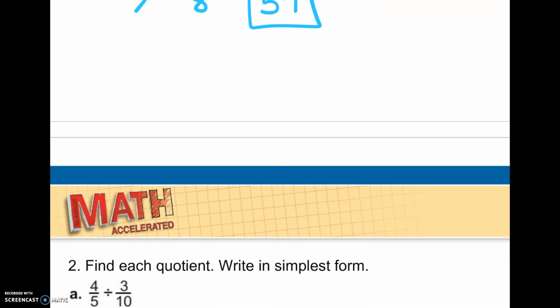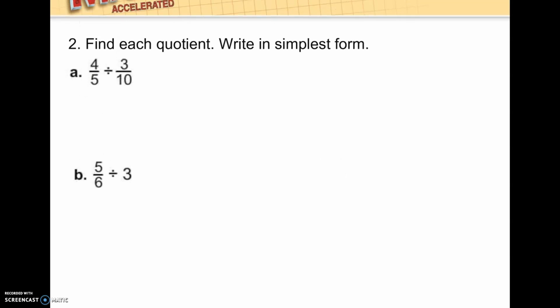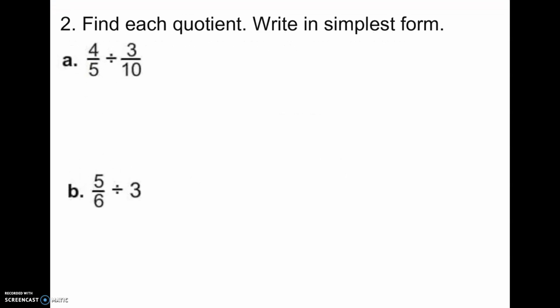All right, couple more examples. So again, we're finding the quotient. So go ahead and actually try these in your notebook first. Pause the video to work through them, and then come listen to me actually do them. So we're going to keep, change, flip. 4/5 times 10 over 3.